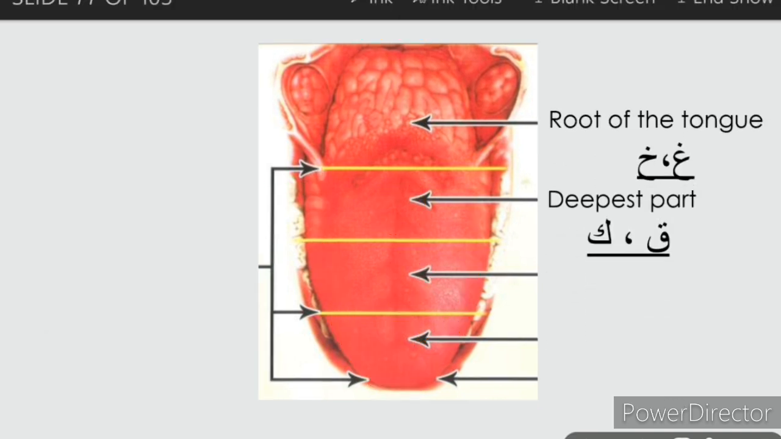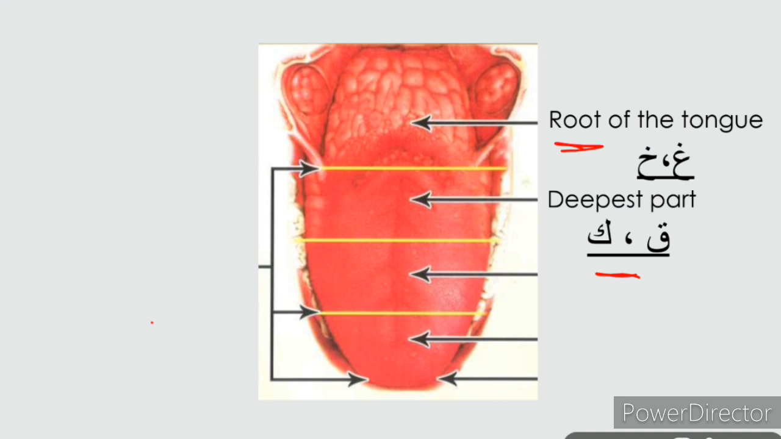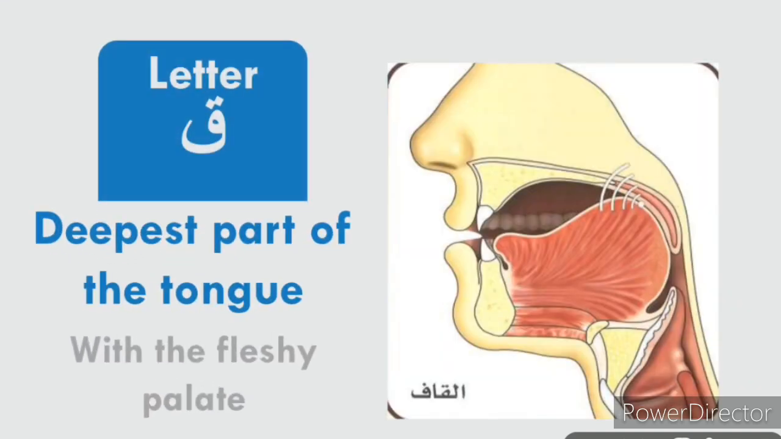Okay, as I just mentioned, the deepest part, or the root of the tongue, produces ghayn and kha. So try to imagine where the letters ghayn and kha are produced, and the part after it produces Qaf and Kaf. So let's know about Qaf.